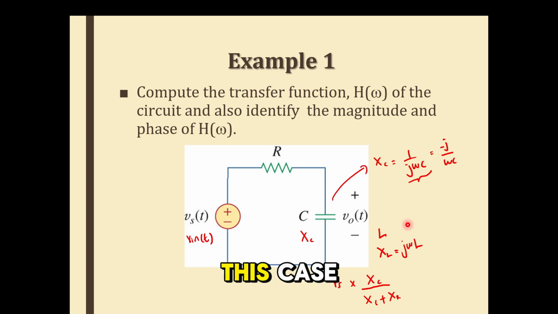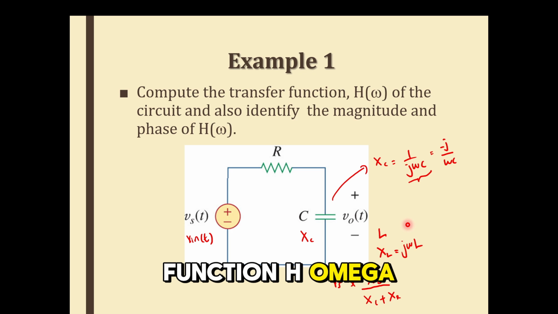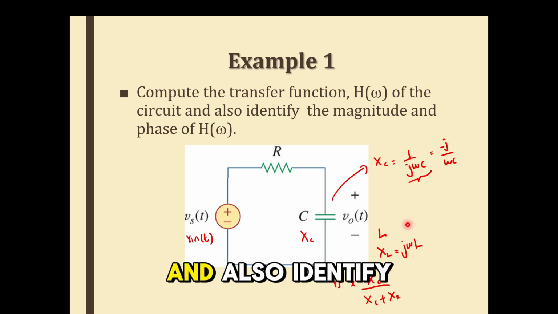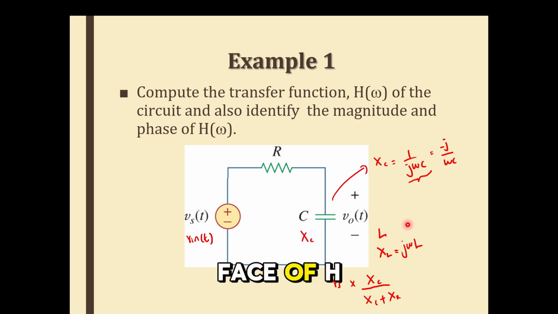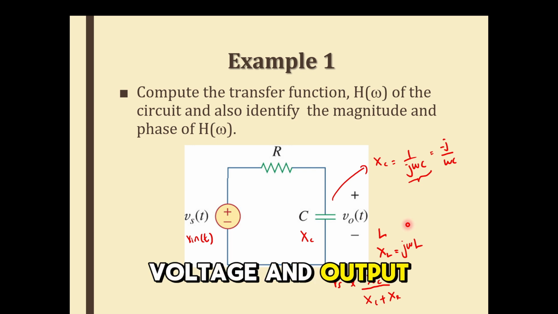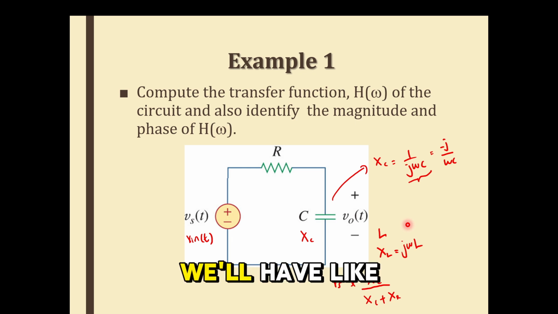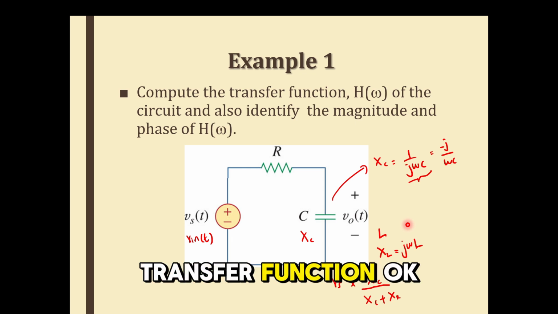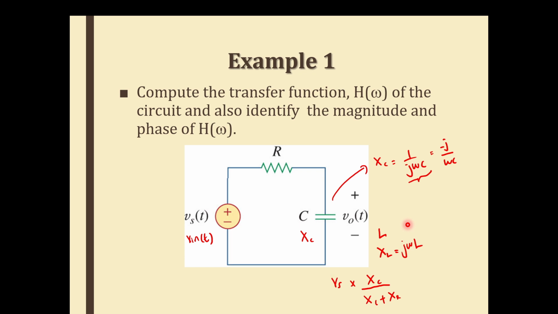Like for example, let's say in this case, compute the transfer function H(ω) of the circuit and also identify the magnitude and phase of H(ω). So here the H(ω), because we are given the input voltage and output voltage, we'll have a voltage gain transfer function. Okay, voltage gain transfer function.